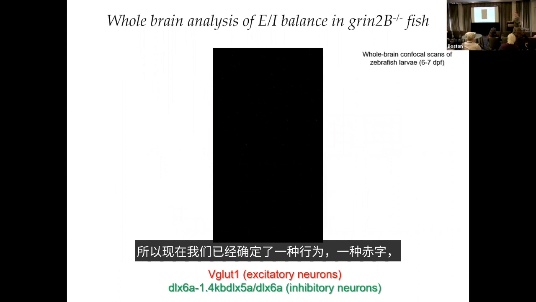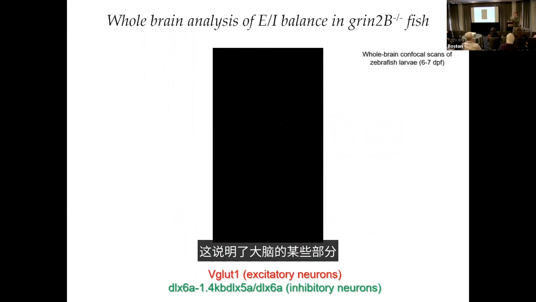And so now we've identified a behavior, a deficit that says some part of the brain is no longer developed properly. And sorry, I should have pointed this out earlier. And we're going to label now in the brains, and this is again one of the advantages of zebrafish, we have transgenic lines that express a red marker in the vGlut or excitatory neurons, and a green marker in the Dlx minus neurons.